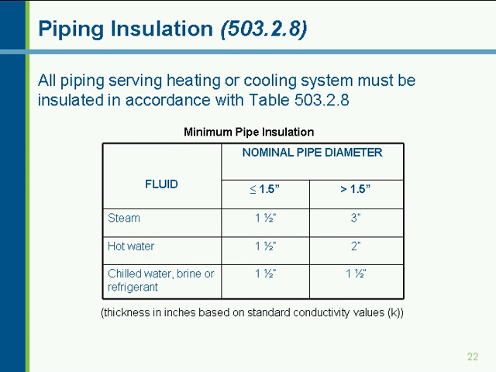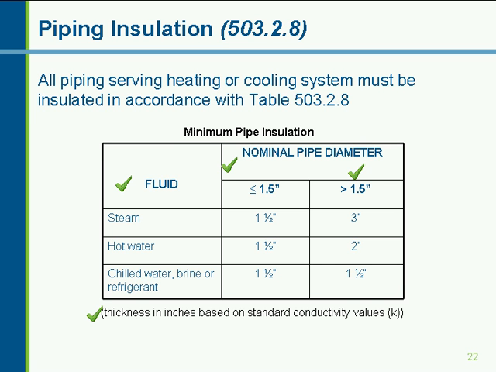There are requirements for piping insulation, and this is all hydronic systems. Heating and cooling piping systems must be insulated according to the values in the table shown below here, and those values are dependent on the diameter of the pipe, less than or equal to 1.5 inch pipe and greater than 1.5 inch pipe, and also the type of fluid that the pipe is conveying: steam, hot water, chilled water, brine, or refrigerant. And then within the body of the table, it gives you the pipe insulation in inches. And this is based on a standard pipe insulation with standard conductivity values.